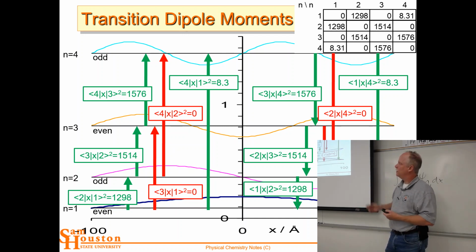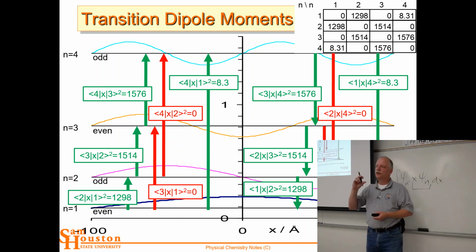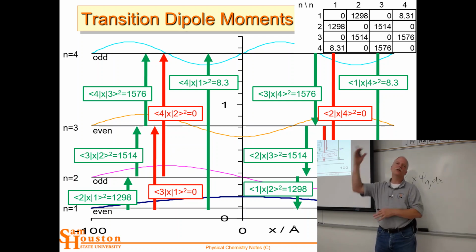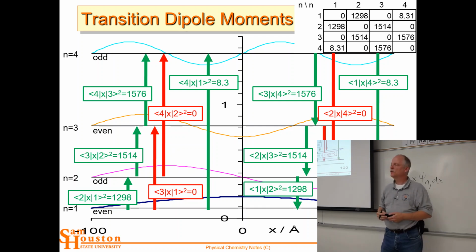So we're looking at the ones that jump. If they skip a level, if it's delta n equals 2, that's an integral result of 0. If they jump delta n equals 3, then it's non-zero and it's small. Like I said, 8 versus 1300. So single jumps are more probable than overtone jumps.